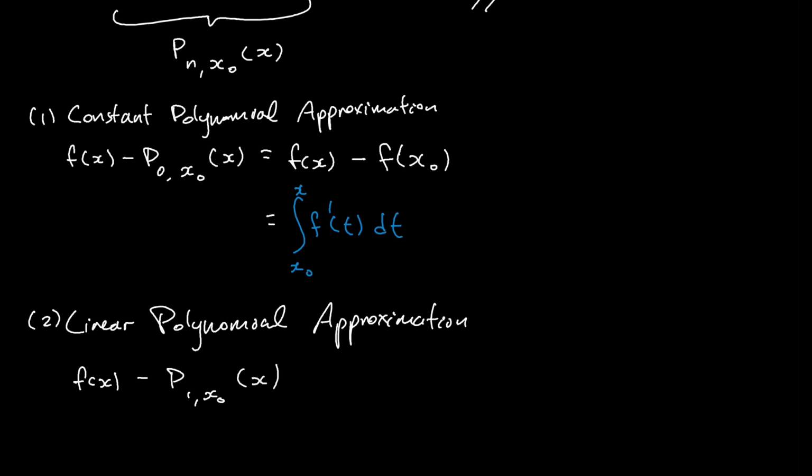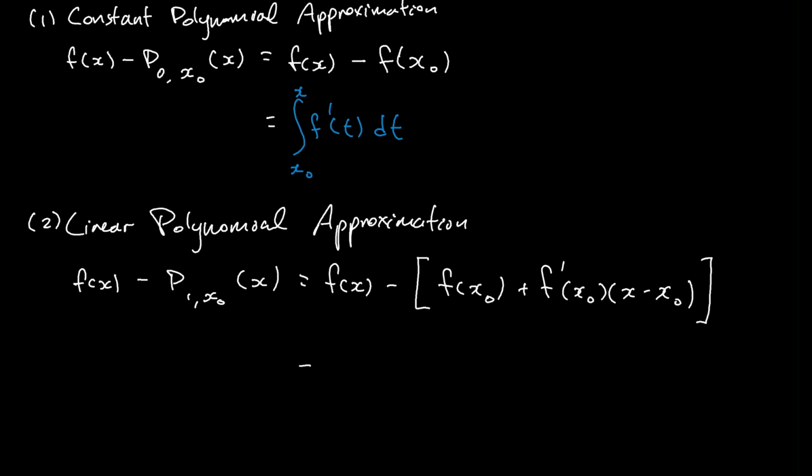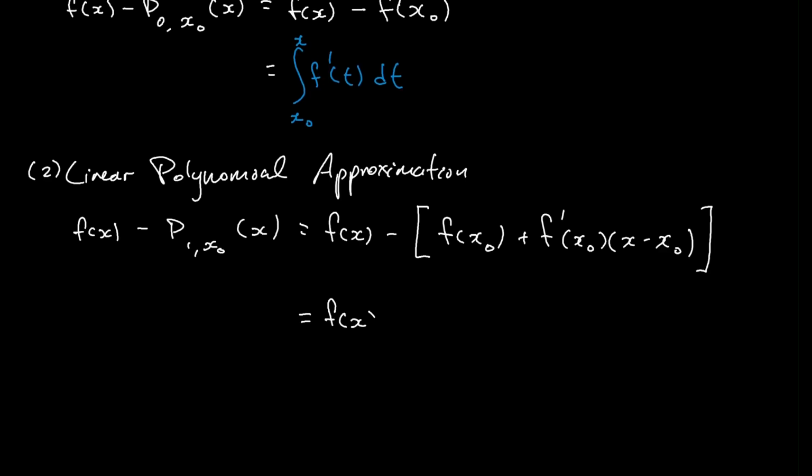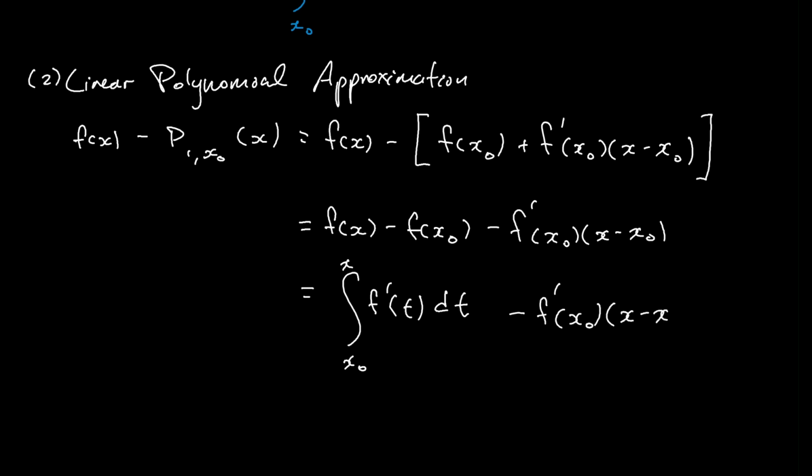If you plug in 1 into this formula and then subtract that from f of x, you'll get f of x minus what you get from the formula, f of x0 plus f prime of x0 times x minus x0. Now I'm going to distribute this to get f of x minus f of x0 minus f prime of x0 times x minus x0. Great, but from before, we know that f of x minus f of x0 is just the integral from x0 to x of f prime of t dt. And then we still have this extra junk that we don't like, and we want to get all of this under one integral.